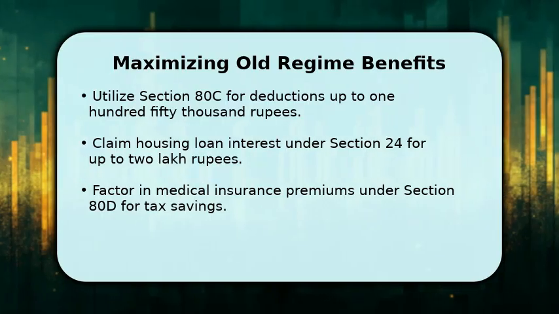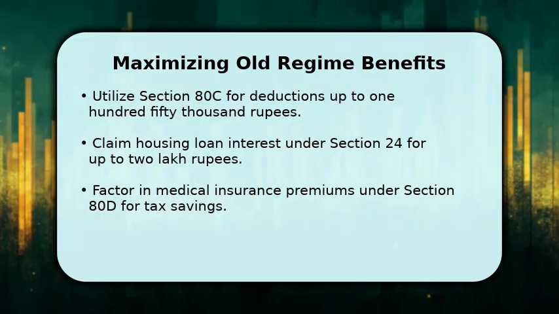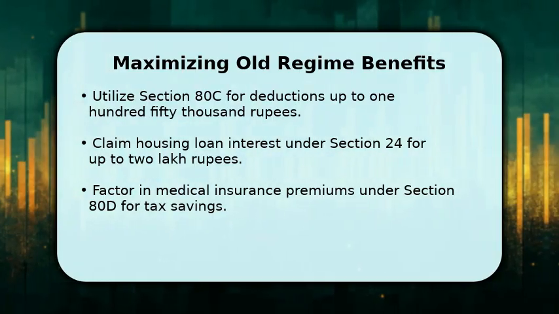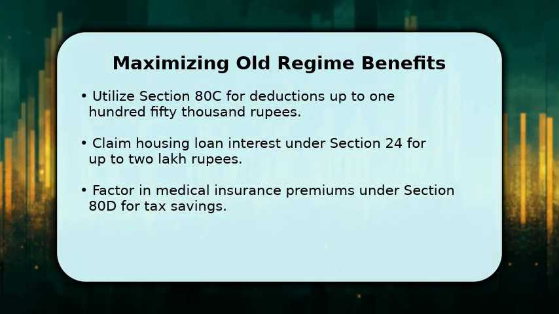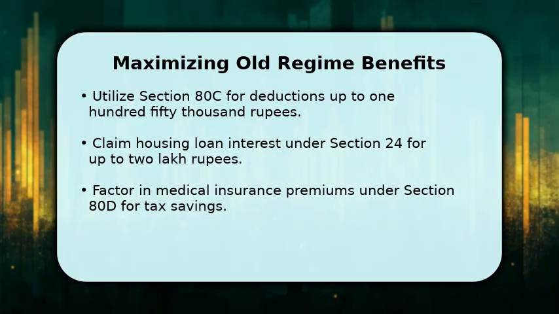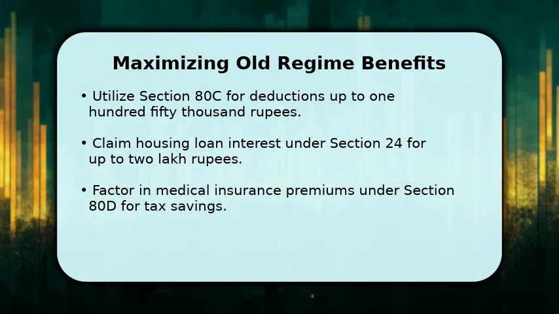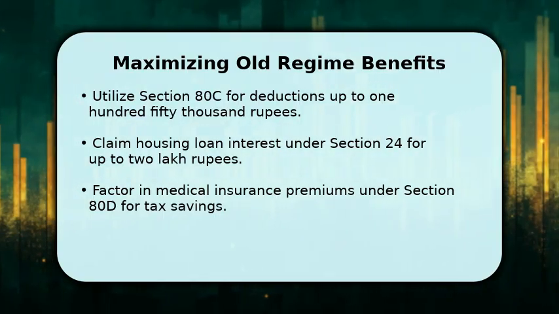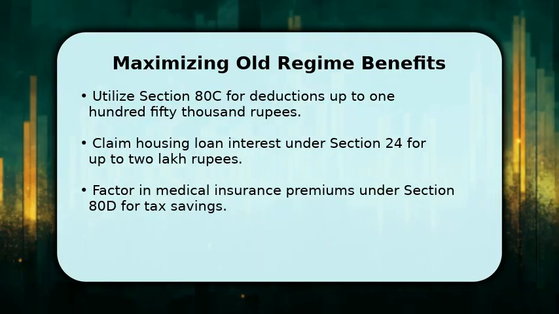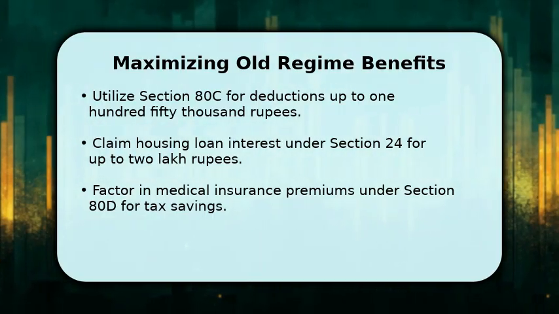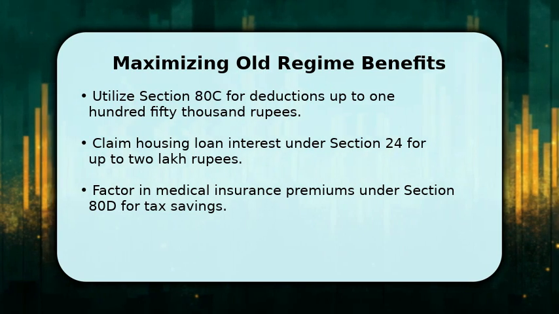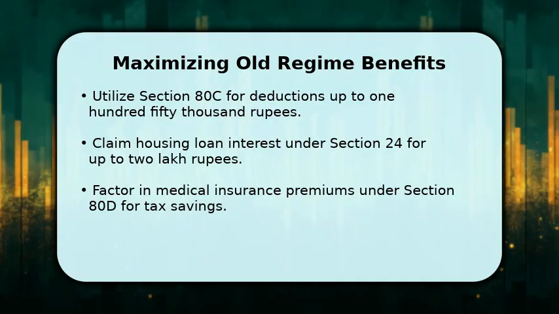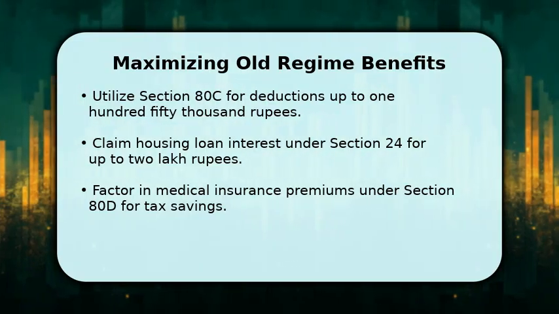To maximize your tax savings under the old regime, leverage key deductions. Section 80C allows deductions up to 150,000 rupees for investments like PPF and ELSS. Don't forget to claim housing loan interest under Section 24, which can save you up to 2 lakh rupees. Additionally, medical insurance premiums under Section 80D offer significant tax benefits. Understanding these sections is vital for reducing your taxable income effectively.